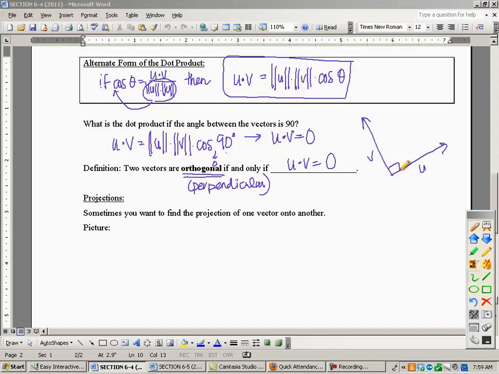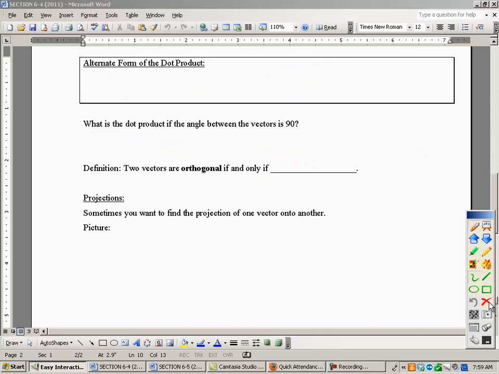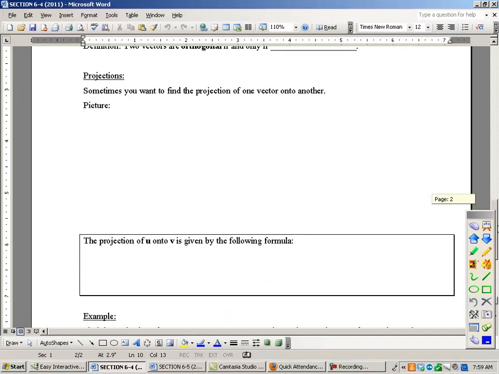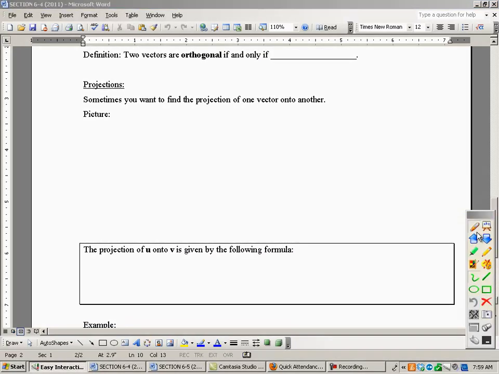Okay, we want to look at this idea of projections. So let me slide this down. I'm going to go through what the idea is. This is a very physics application, so those of you in physics may have already seen this.